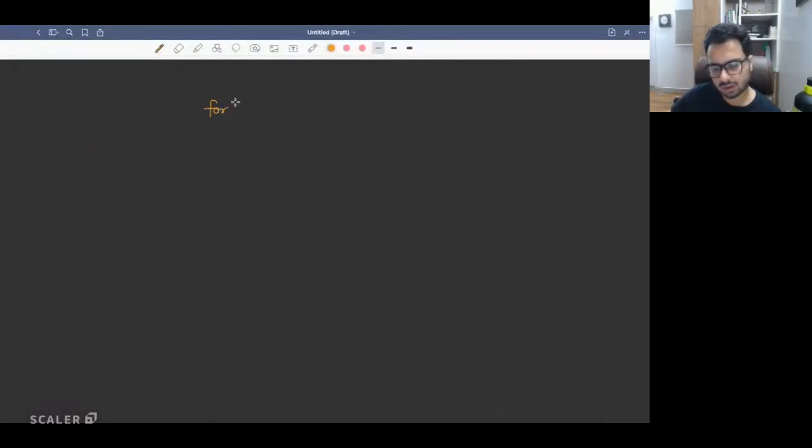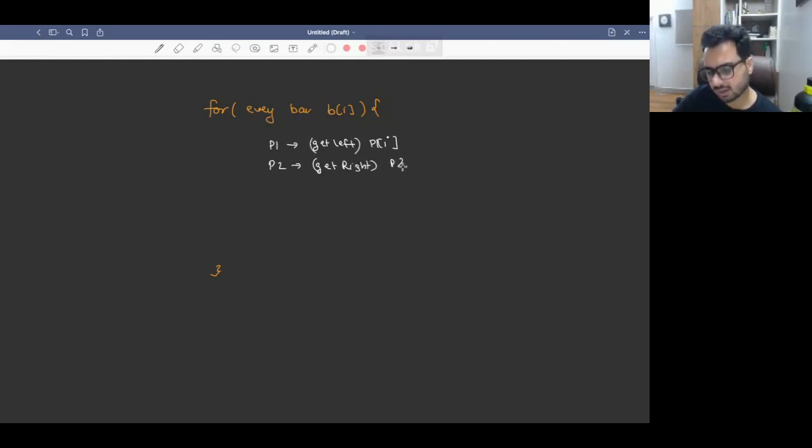For every bar bi, what I need to do is get the first smaller element on the left, which is P1. So it will be given by P1 of I. And I need to get P2, so get the smaller element on the right, which will be given by P2 of I.